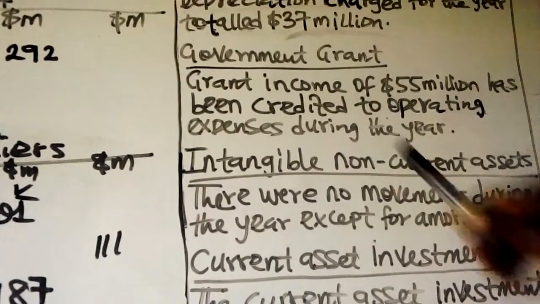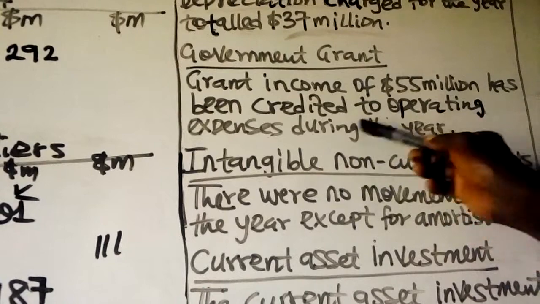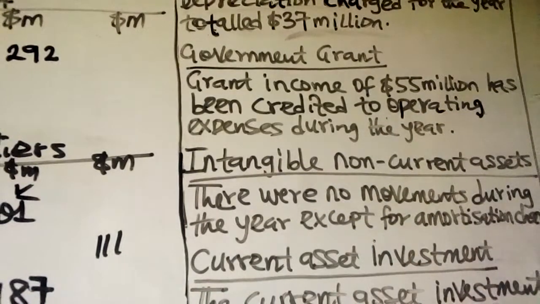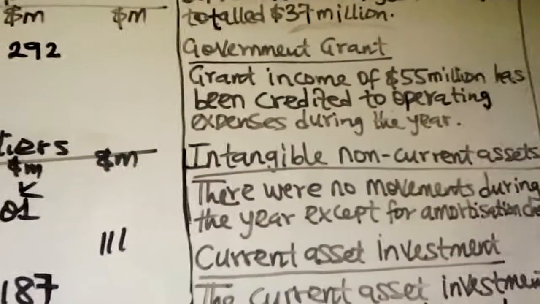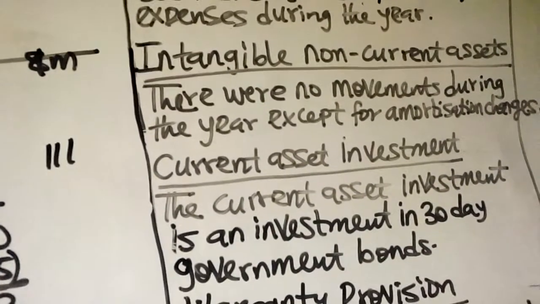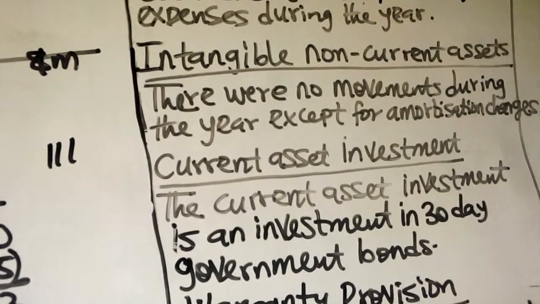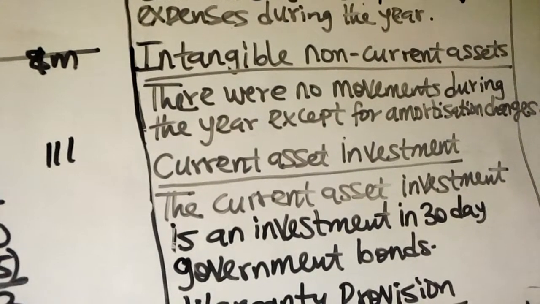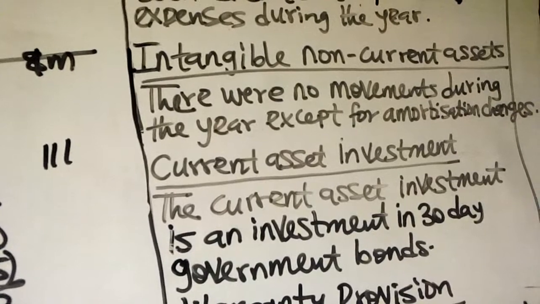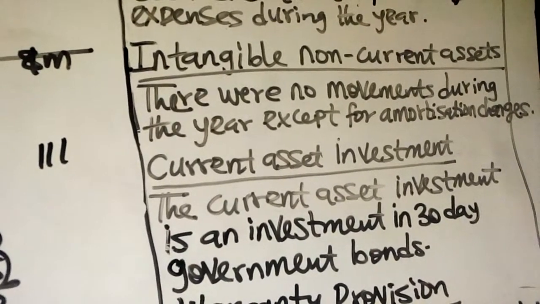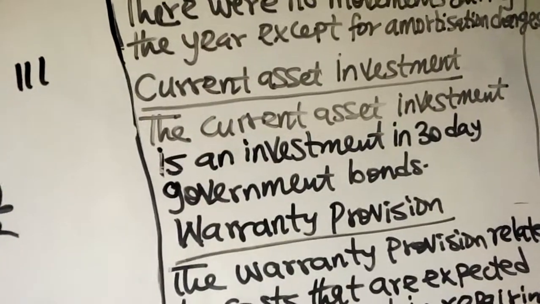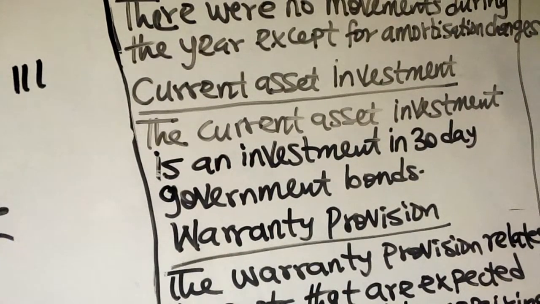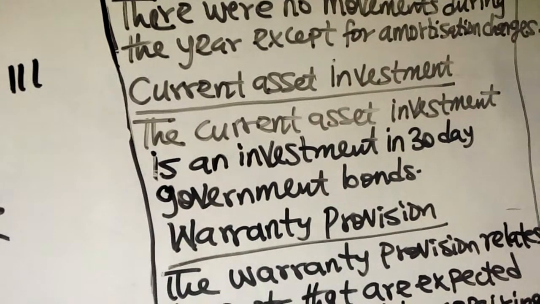The next note, grant income of 55 million has been credited to operating expenses during the year. The grant income has been credited to operating expenses, so it does not affect the cost of sales. Then intangible non-current asset. There was no movement during the year except for amortization charges. Since depreciation was not charged to cost of sales, that means amortization will equally not be charged to cost of sales. Then the next item is current asset investment. The current asset investment is an investment in 30-day government bonds. You were not told that it had been charged to cost of sales.